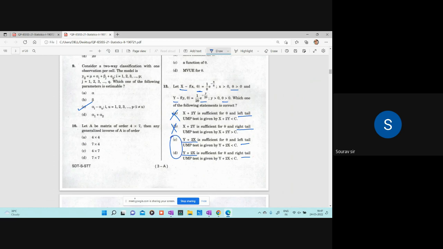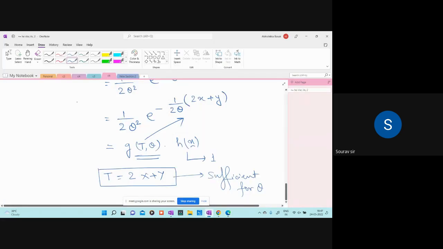Now we need to judge whether it is a left tail test or a right tail test. UMP test is given by this thing. If I am testing for the parameter theta, then what is my joint distribution over here? This f of xy is my joint distribution. So I will take the joint distribution f of xy under h naught and f of xy under h1, and I will take their ratios.